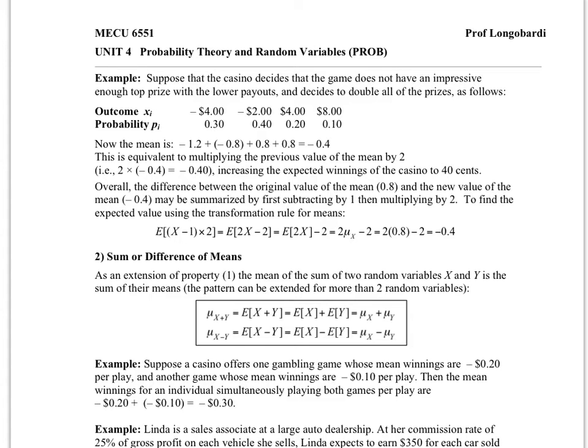Now the second rule for means. The second rule for means is essentially that the mean of a sum of variables is equal to the sum of means. All right? The mean of a difference of two variables is equal to the difference of the means.